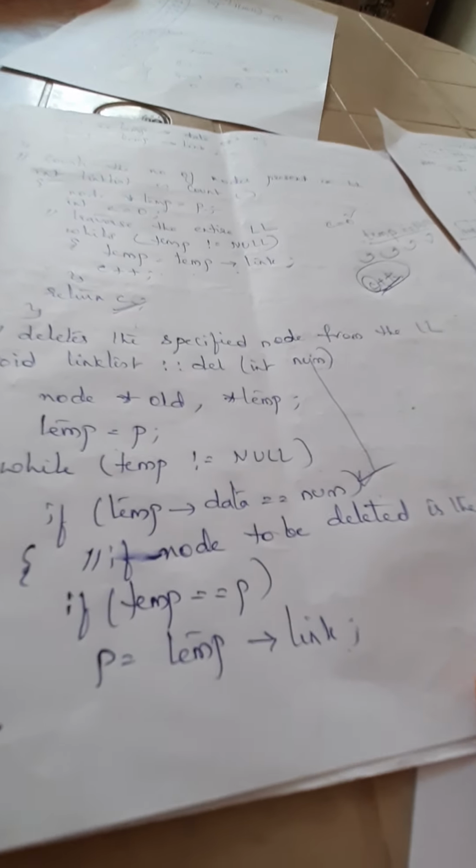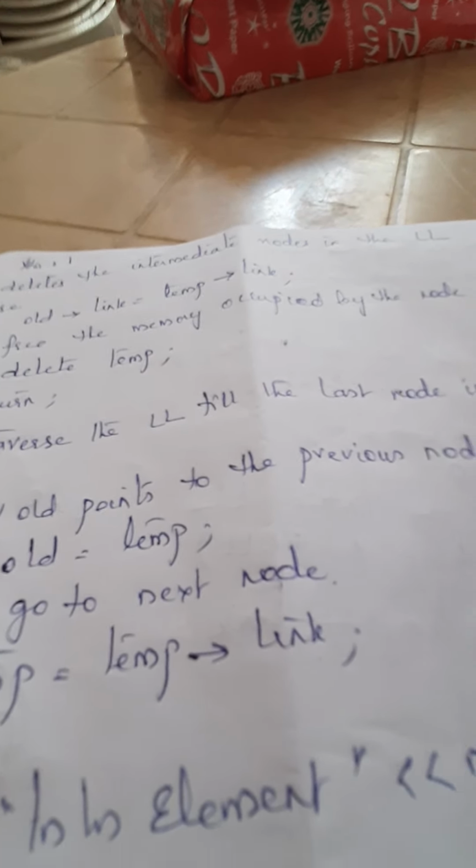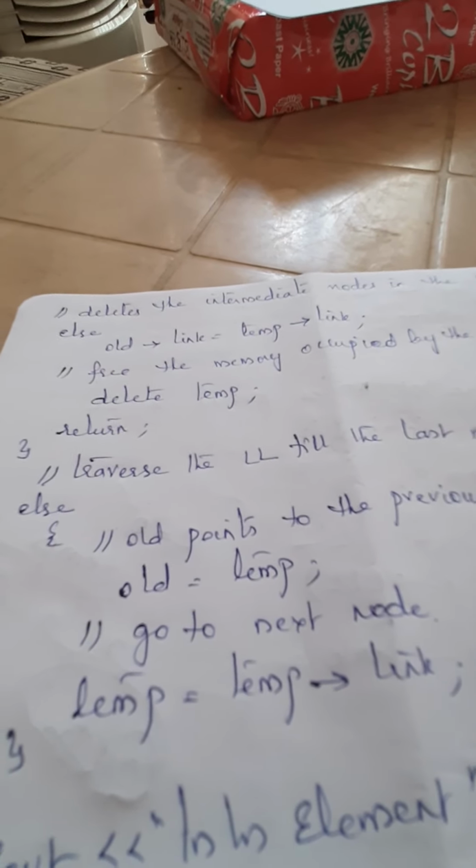Okay, so if the first node is to be deleted, then there will be no nodes. So you have to first check if it is null, then you have to move to the next list. Then if you want to delete the intermediate nodes in the linked list, suppose we want to delete an intermediate node, then you will move to the else part.